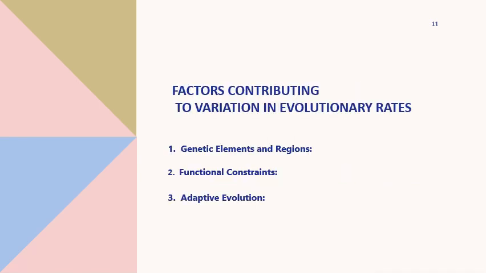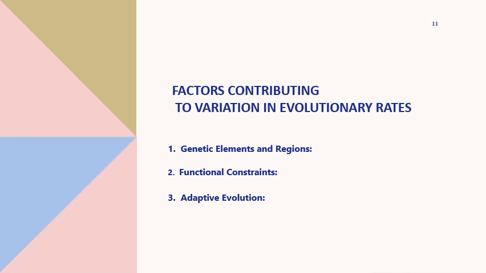Okay, so on this slide, we'll talk about factors contributing to variation in evolutionary rates. Number one, we have genetic elements and regions. Different parts of the genome can evolve at different rates. For example, non-coding regions, or introns, tend to accumulate mutations more rapidly than the coding regions, or exons. Regulatory elements such as enhancers and promoters can also evolve rapidly, influencing gene expression and phenotype.